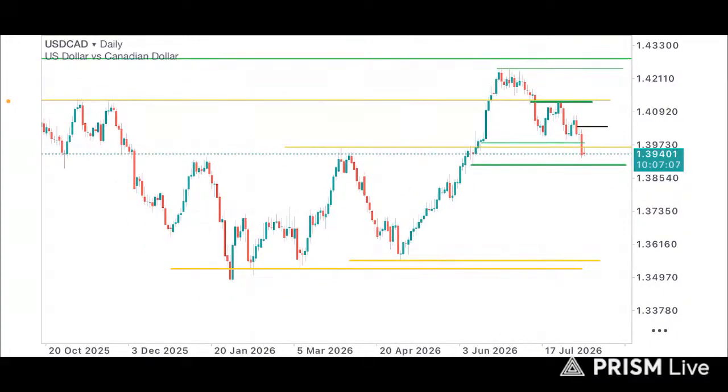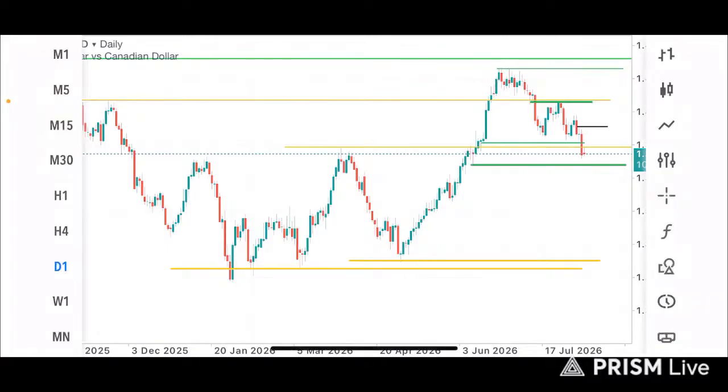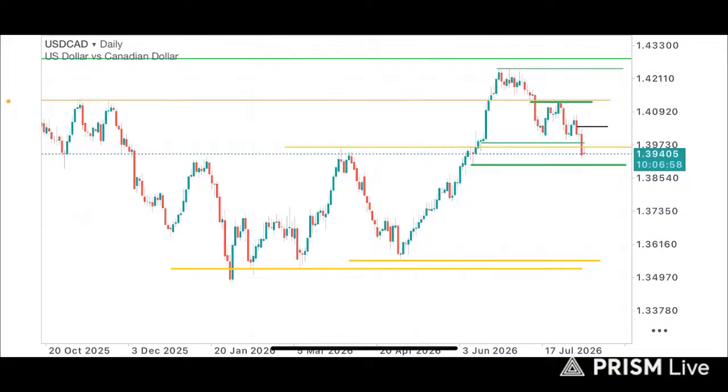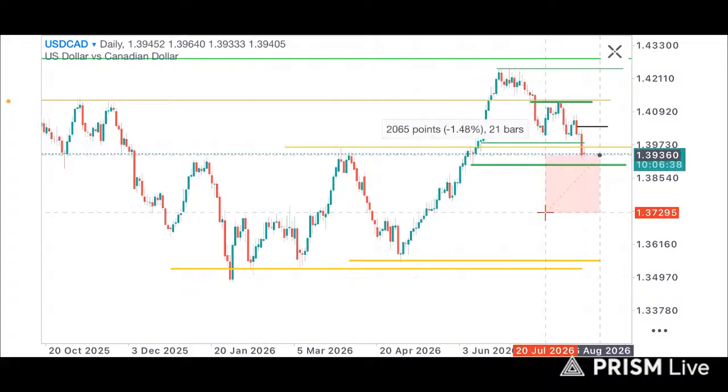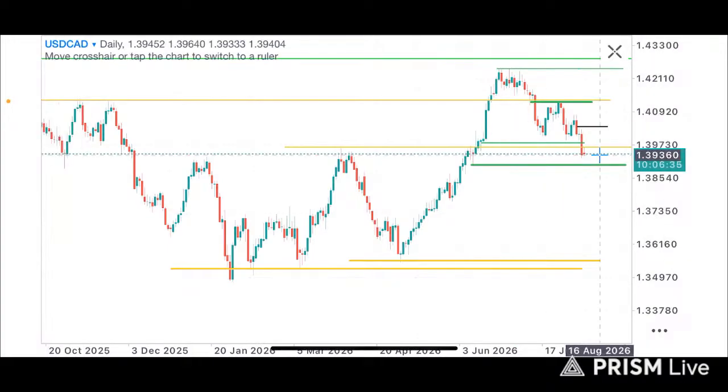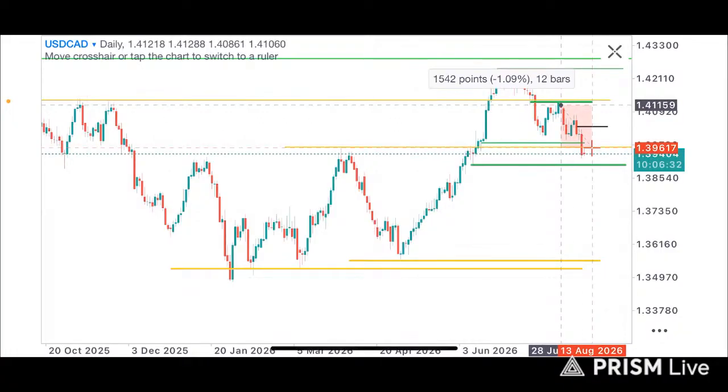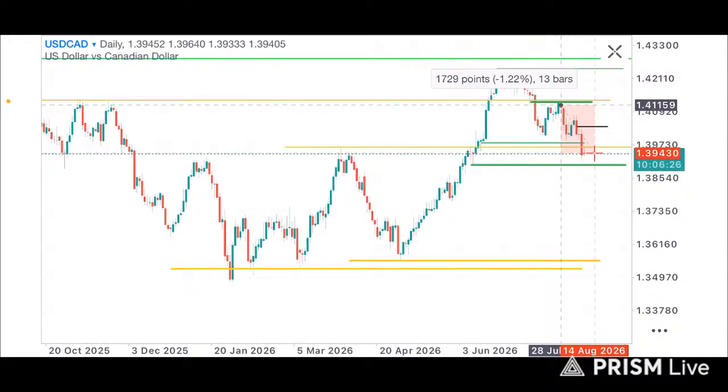So last week we saw the markets decline a lot. We saw USDCAD dropping from 1.41179. Now price is at 1.39360. So this is a major decline from last week. And this is the daily time frame.